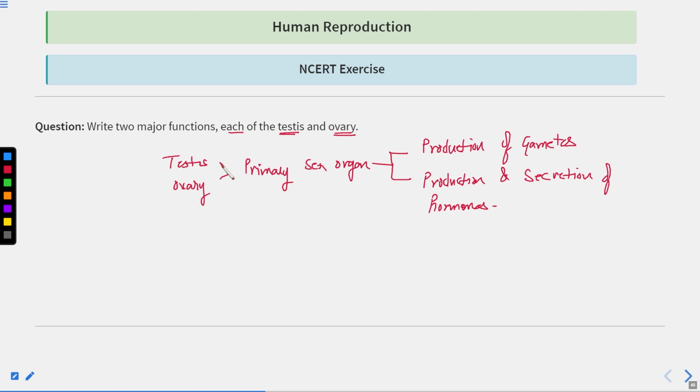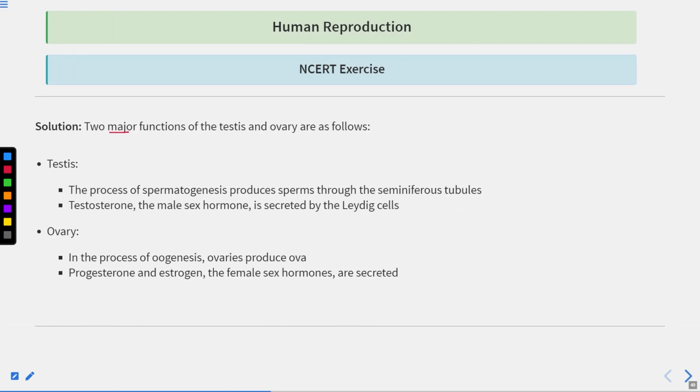Clear? So let's have a look at the major functions of testes and ovaries. In testes, the process of spermatogenesis produces sperms through the seminiferous tubules. You know testes have testicular lobules, which are the compartments. There are around 200 to 250 lobules, and each lobule consists of a seminiferous tubule, and within the seminiferous tubule the process of spermatogenesis takes place. And with the help of spermatogenesis, what is produced? The haploid sperms are produced. So testes are involved in the production of sperms, the male gamete.